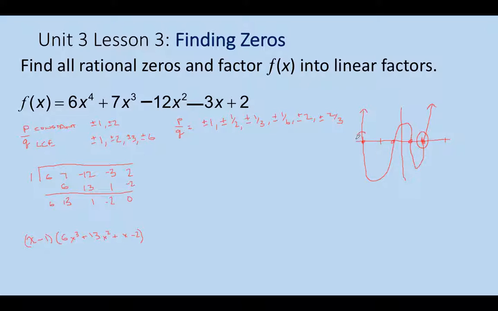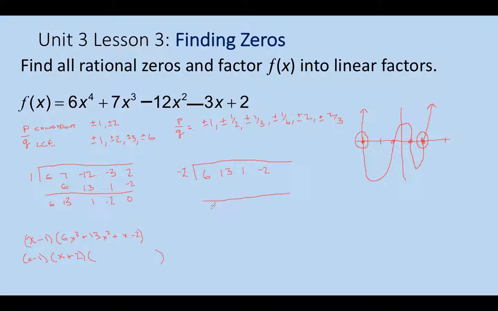I think negative 2 is going to be good to work with since these are both fractions. So negative 2 is another one of my solutions. So now it's going to look like x minus 1 and x plus 2. And then I got to figure out what else goes in here. So I do the synthetic division with what's left over here. So I've got 6, 13, 1, negative 2.